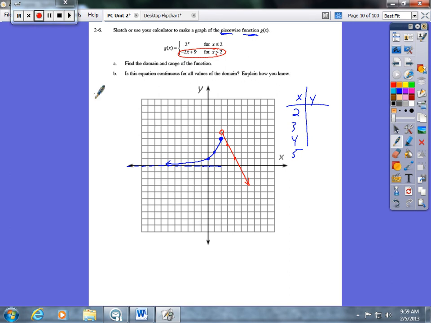The domain here is all real numbers. You could also say negative infinity to infinity. The range would be all real numbers that are less than or equal to this highest value, or actually it wouldn't be equal to, sorry about that. It would just be less than this y value right here. So that is 1, 2, 3, 4, 5. Sorry, 5. So all real numbers less than 5.